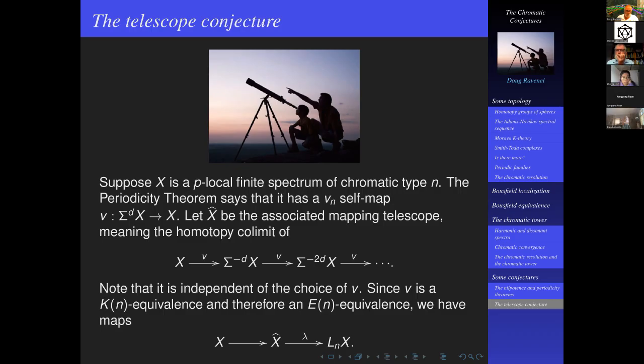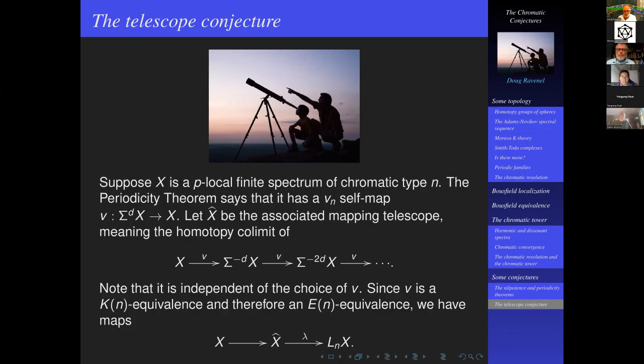Now, we know what the homotopy of L2 of that X is, and we know that it has 12 periodic families in it. We know how to calculate this. On the other hand, that X hat is likely to have infinitely many periodic families. Now, you can decide whether this is an upside or a downside. That's your choice.